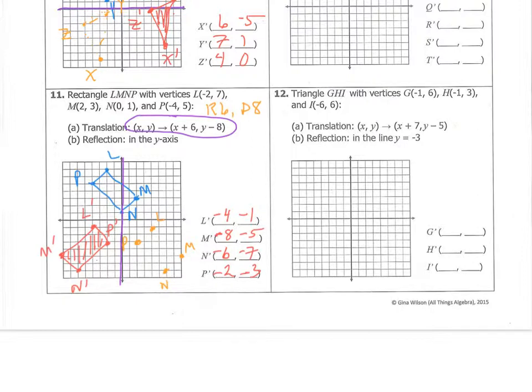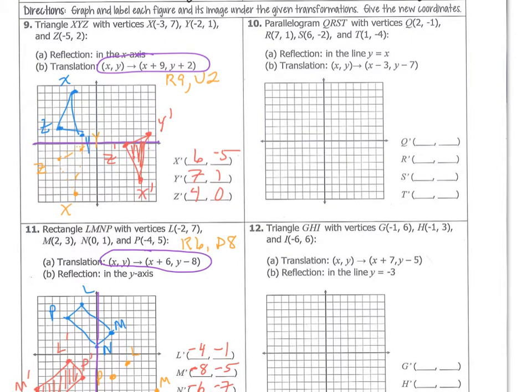So how'd you do? Are we feeling good? Thumbs up or thumbs down? Thumbs up. Okay, so we're going to do a little bit harder one. So 10, notice it has a reflection in the line y equals x. It's a little bit harder, but you should know how to plot y equals x by now. So let's go ahead and plot our pre-image first. So we're going to plot the QRST.